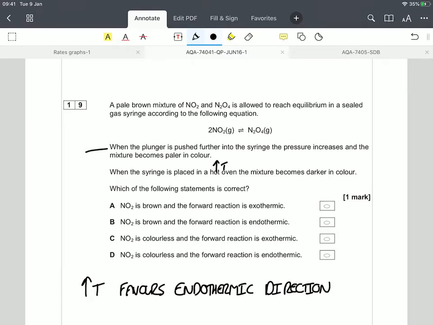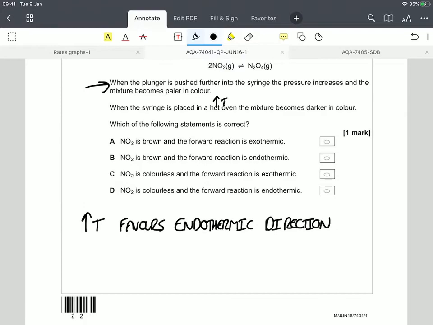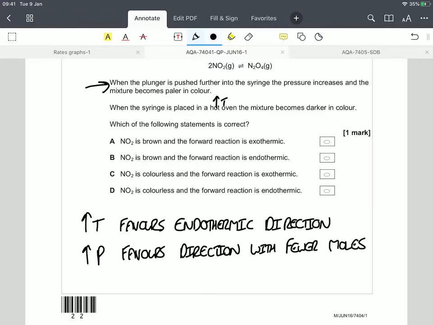I missed this bit because I went straight for the temperature, but when the plunger is pushed further into the syringe, the pressure increases and the mixture becomes paler in colour. So again, before we even think about the colour, increase in pressure favours the direction with fewer moles. Again, this is by Le Chatelier's principle. You just have to learn this set of rules, otherwise you've got no chance for this type of question.